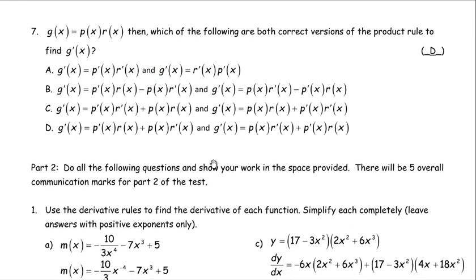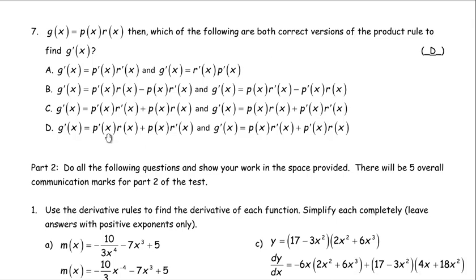And one more multiple choice in the top of the second page. For this one, you're told that g of x is equal to p of x times r of x. So if that's true, then which of the following are both correct versions of the product rule to find g prime of x? And D is the only correct one, because in the product rule, one way to do it is to differentiate the first function times the second, which is what that says there, plus, and then do the opposite, the first function times the derivative of the second. Because they're added, you can actually differentiate in the opposite order.